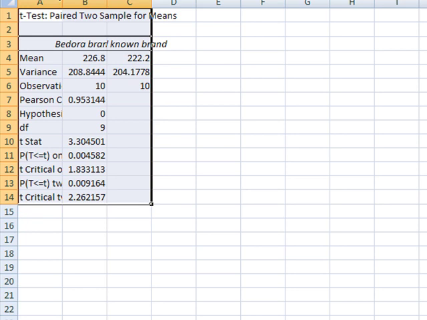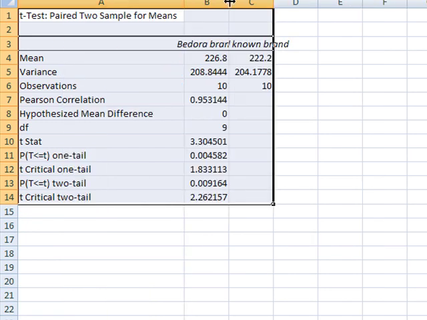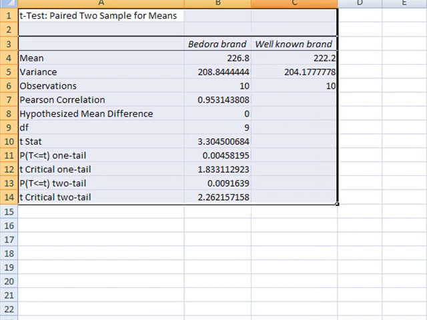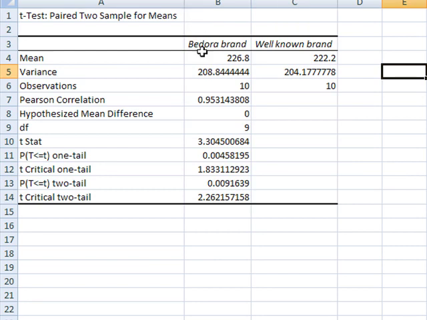Immediately we see our response, we see the results. Let's expand the columns and let's do some analysis on this. First of all, we see that the mean of the Fedora brand seems higher than the well-known brand. We see also the variance is higher as well. There were 10 observations. Let's go down to look at the important values. One of them is the t statistic, which is given as 3.3. And for a two-tailed test, which we are conducting right now, the p-value is 0.009, which is quite low.